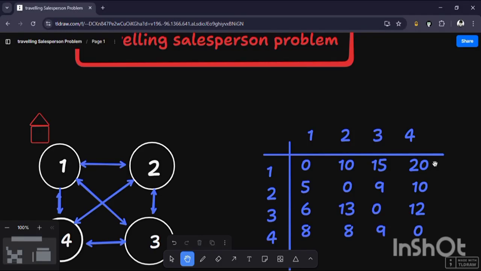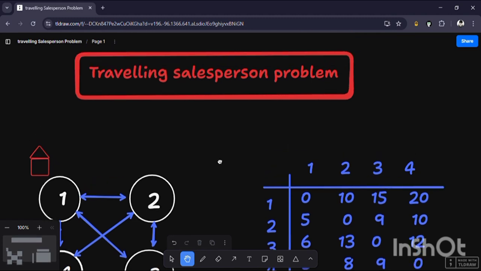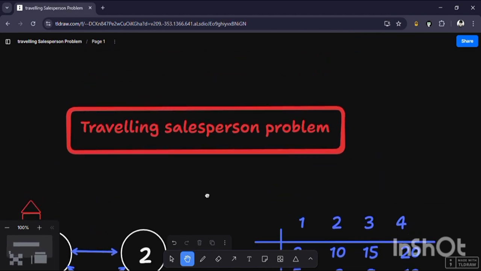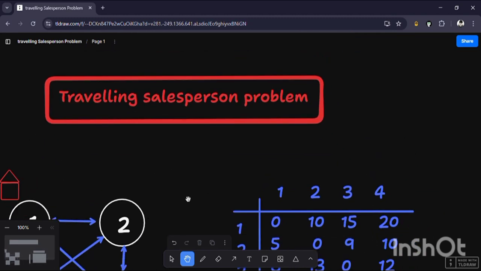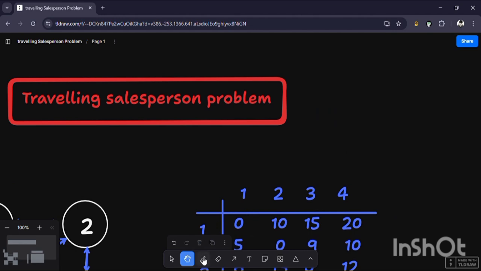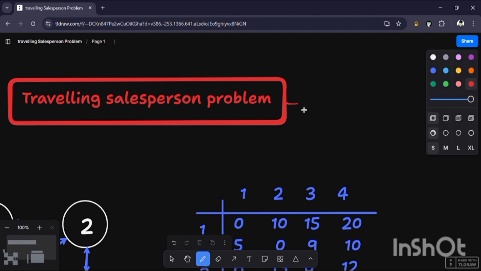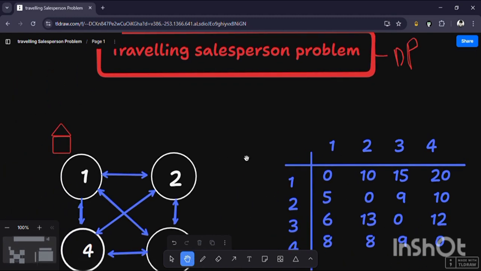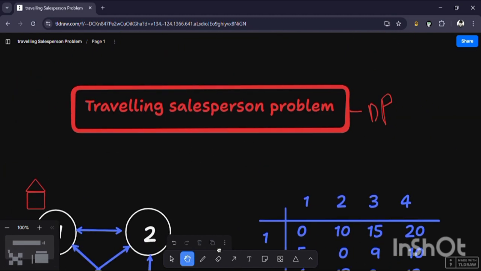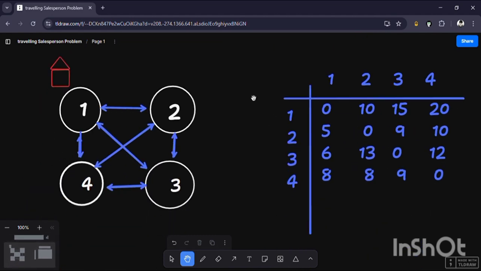So, hello everyone. Today we will be understanding an important topic: the traveling salesman problem. This problem is an application of dynamic programming. Now, before diving into the problem, let's understand it with an easy story.